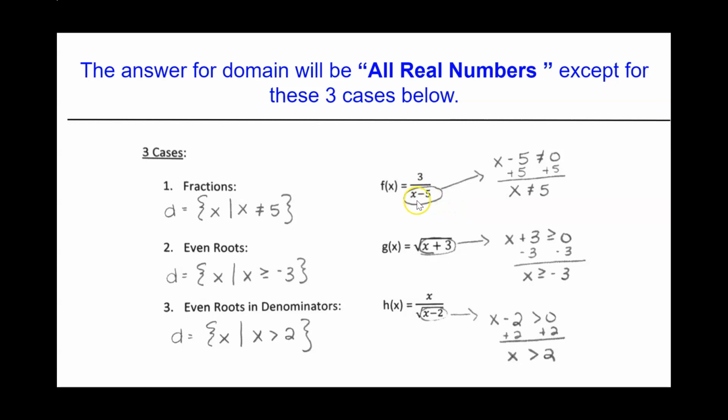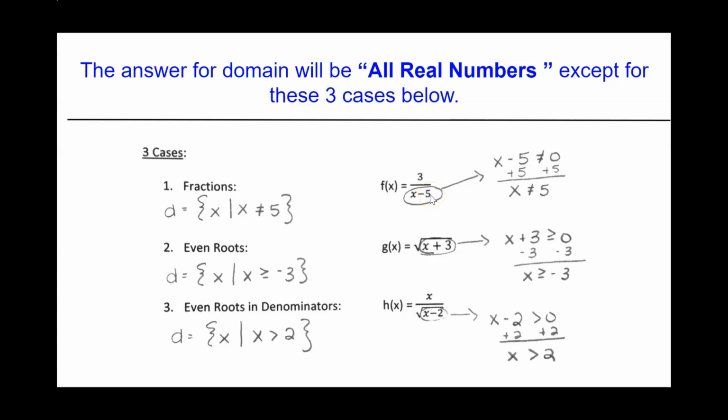So what number is going to cause the expression down here to equal 0? In order to find it, we just set the denominator equal to 0. Add 5 to both sides, and notice that x cannot equal 5, because if x equals 5, it produces a 0, and we cannot have 0 on the bottom. So anytime you have a fraction, just set the denominator equal to 0.